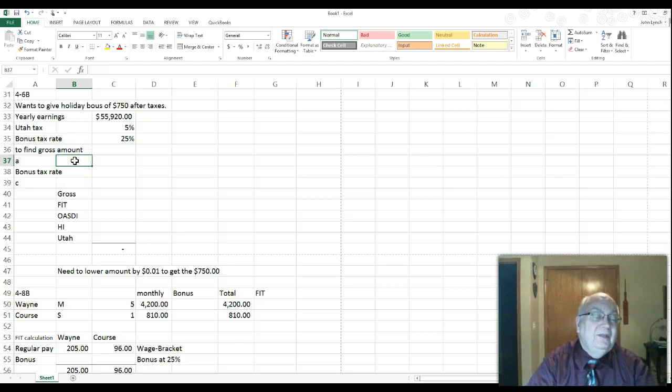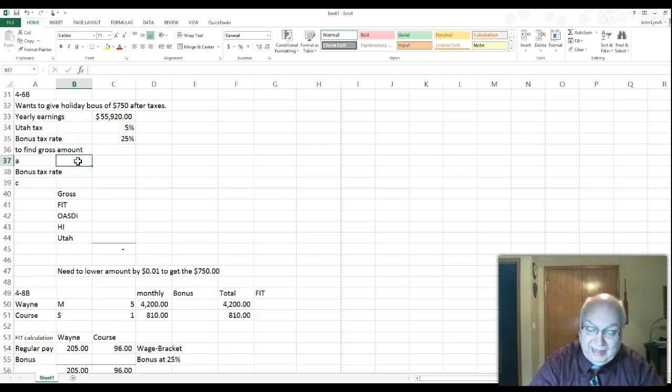And this was an individual that wanted to give a bonus of $750. Not before taxes, but after the taxes. So this is what they call grossing up. And we use a bonus rate of 25% for the federal income tax, and the Utah tax was 5%.